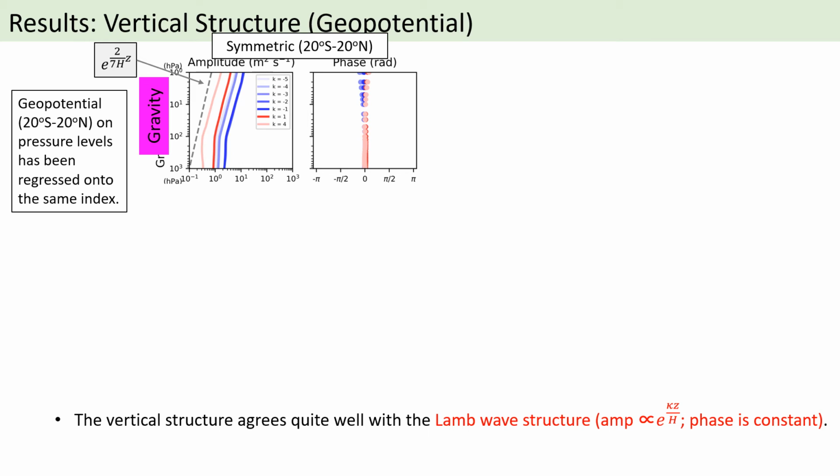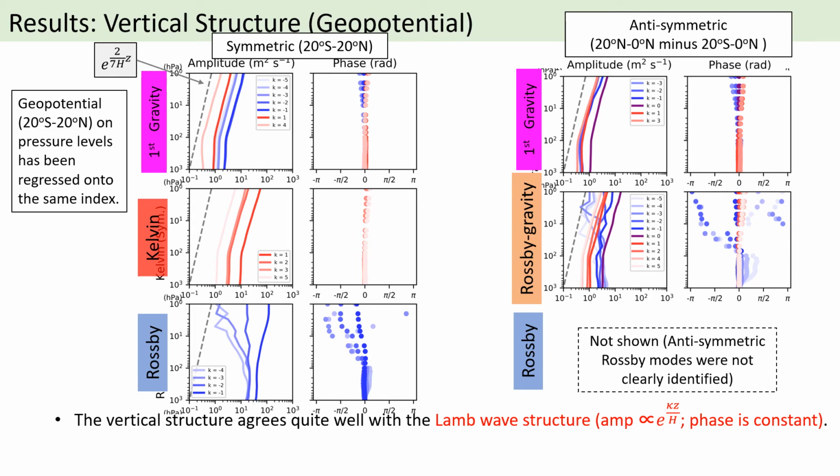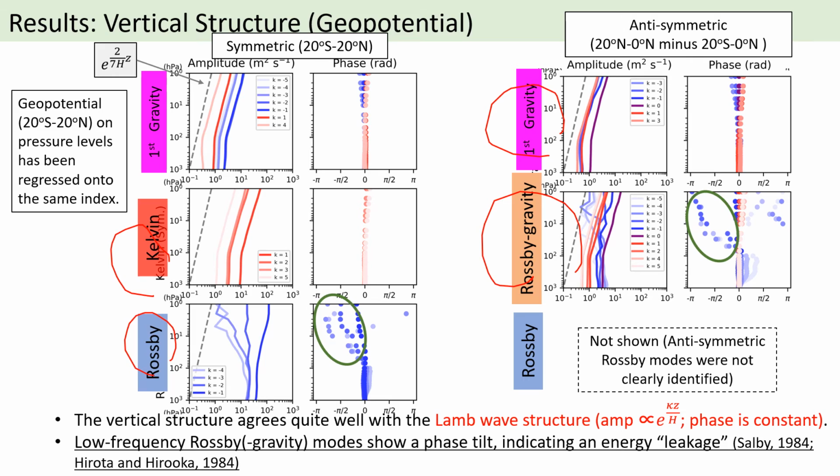Again, amplitude shows an exponential increase, and the phase is almost constant, indicating the barotropic structure. And this is true for all other modes: Kelvin, Rossby, and anti-symmetric gravity, and Rossby gravity wave modes. Again, some exception may be found here. Some Rossby modes and the Rossby gravity wave modes show a phase tilt, and this indicates an energy leakage, and actually these were pointed out by previous studies about the normal mode Rossby waves.